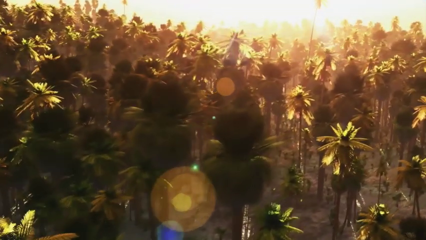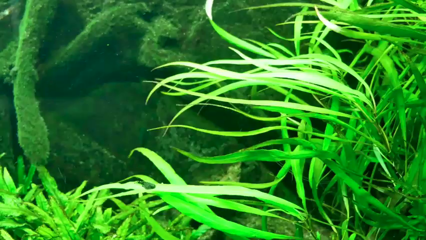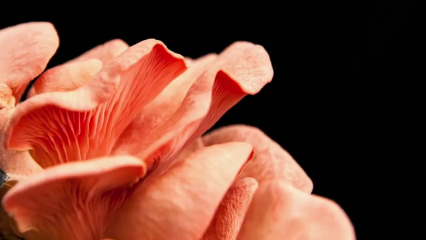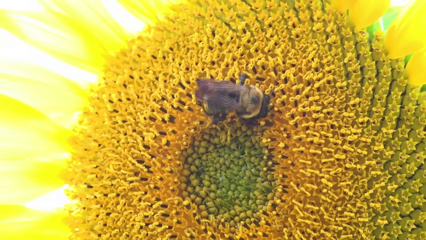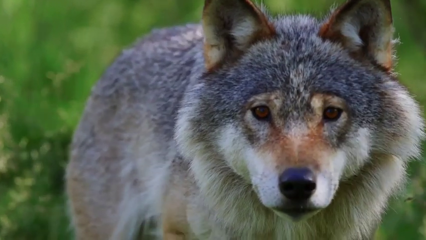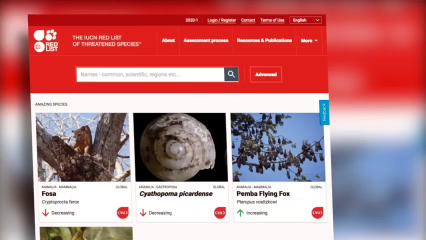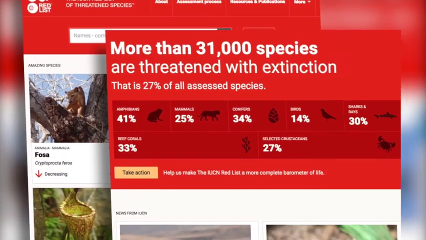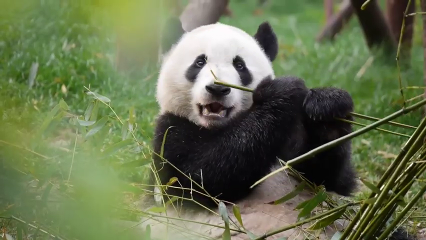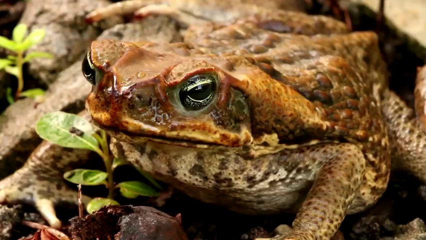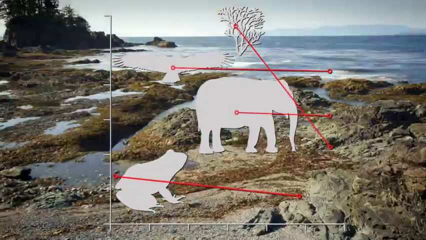Every year, thousands of experts evaluate the status of animal, plant, algae, and fungi species around the world. Using a common language of assessment, they categorize each species' risk of extinction on the IUCN Red List. The Red List provides a barometer of life. And every year, the outlook gets worse.